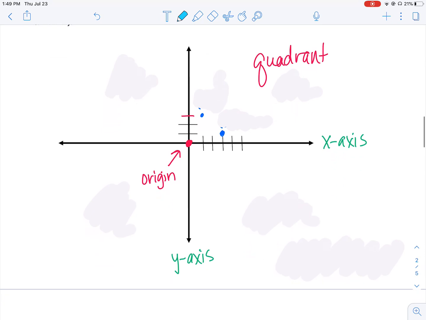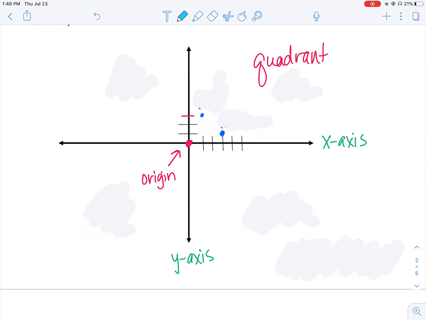What we end up getting is what we call a coordinate plane, where the horizontal axis is called the x-axis. Those are all of your x values that we can plot. And then we have the vertical axis, which is our y-axis. These kind of represent different number lines, a vertical number line and a horizontal number line, two different variables.